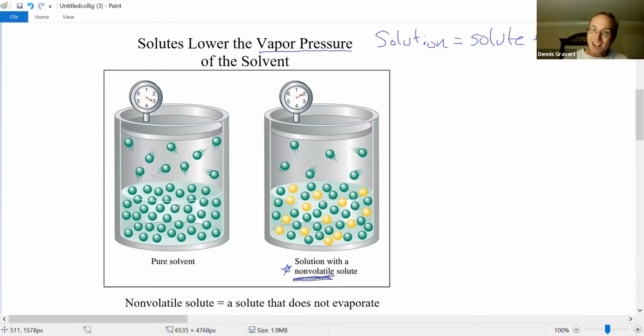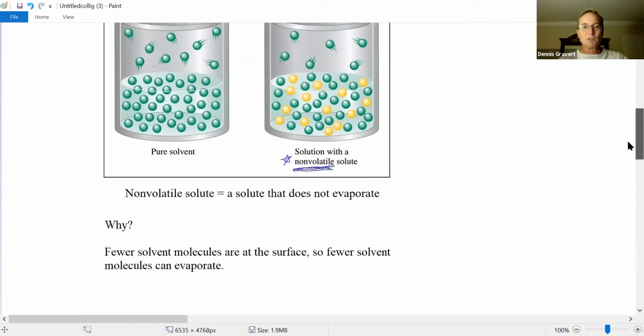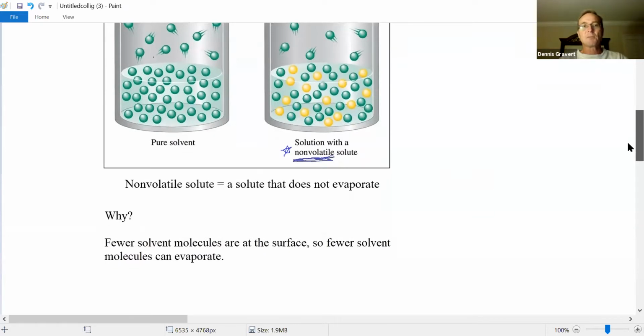If you have no solutes, you're at the maximum vapor pressure. You start adding a little bit of solute, fewer gas molecules, lower vapor pressure. Adding more solutes, even lower, and so forth. Cool. That's the main idea. Fewer solvent molecules at the surface, so fewer solvents can evaporate.